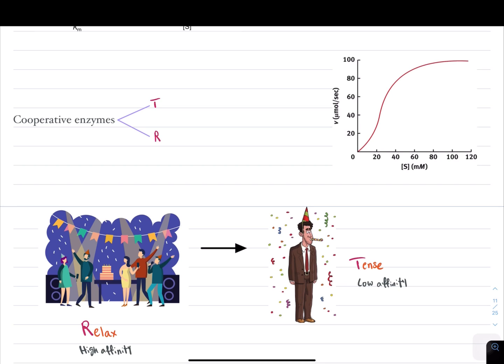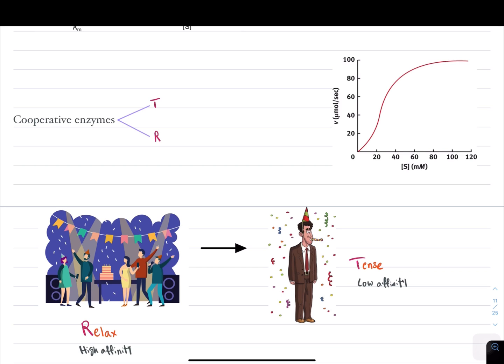So cooperative enzymes have this feature that when more substrate bind to the subunit, that basically encourages the other subunits to make a transition from T state, which is the tense state, to the R state, which is a higher affinity relaxed state.